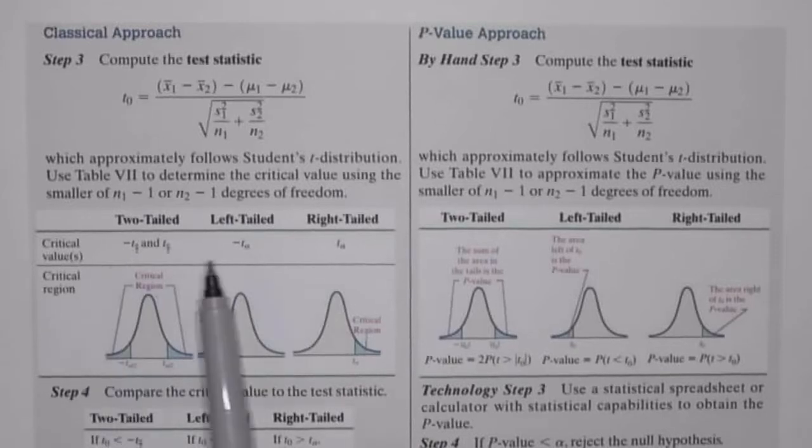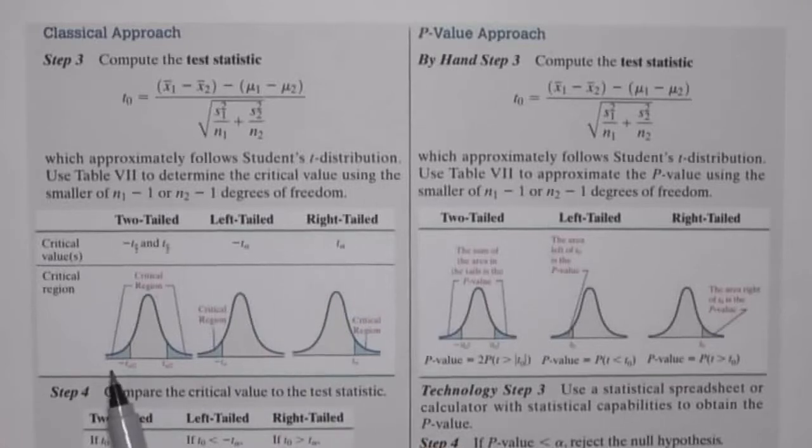So again, if we're using the classical approach, next we're going to determine our critical values. So we're going to use the t-distribution to do that, again using the appropriate degrees of freedom, and that's the smaller of n sub 1 minus 1 or n sub 2 minus 1. So again, if we're doing a two-tailed test, we'll split alpha between the two tails and determine the two critical values. If we're doing a left-tailed test, then alpha will be in the left tail. We'll figure out that critical value. It'll be negative. And if we're doing a right-tailed test, then alpha will be the area here in the right tail, and we'll figure out that critical value.